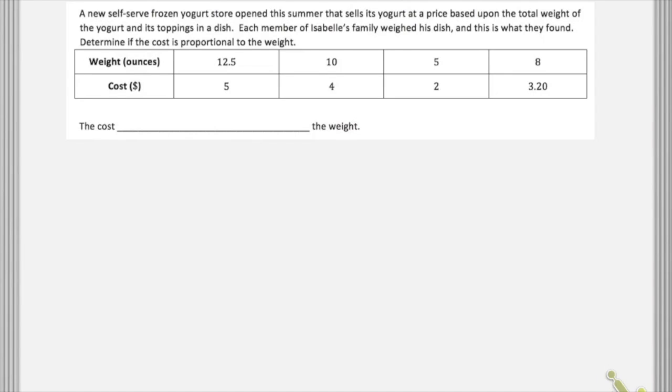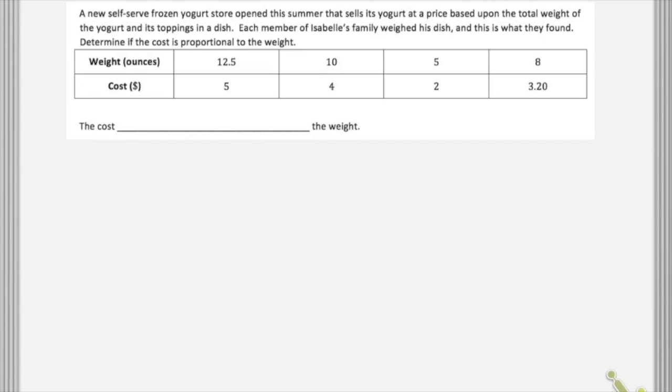A new self-serve frozen yogurt store opened this summer that sells its yogurt at a price based upon the total weight of the yogurt and its toppings in a dish. Each member of Isabel's family weighed its dish, and this is what they found. Determine if the cost is proportional to the weight. So they give the weight and the cost.